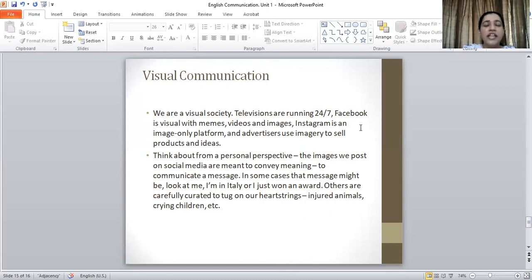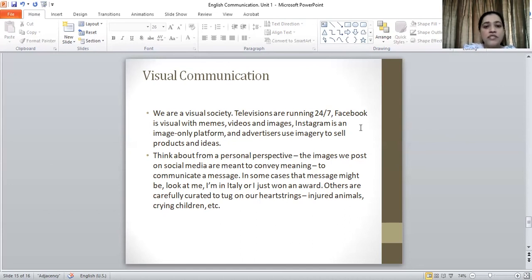We are an extremely visual society. Televisions run 24/7. There's Facebook, which is a visual means with memes and videos and images. Instagram is an image-only platform, and advertisers use imagery to sell products and ideas as well. Right? We read less and we watch more. That is the society that we are all a part of today.